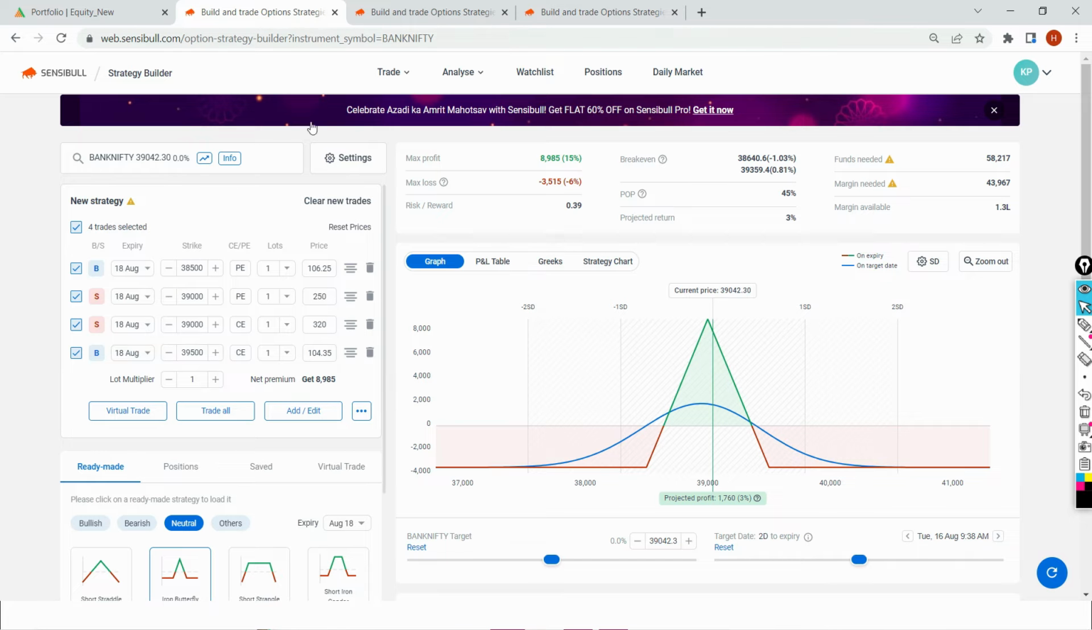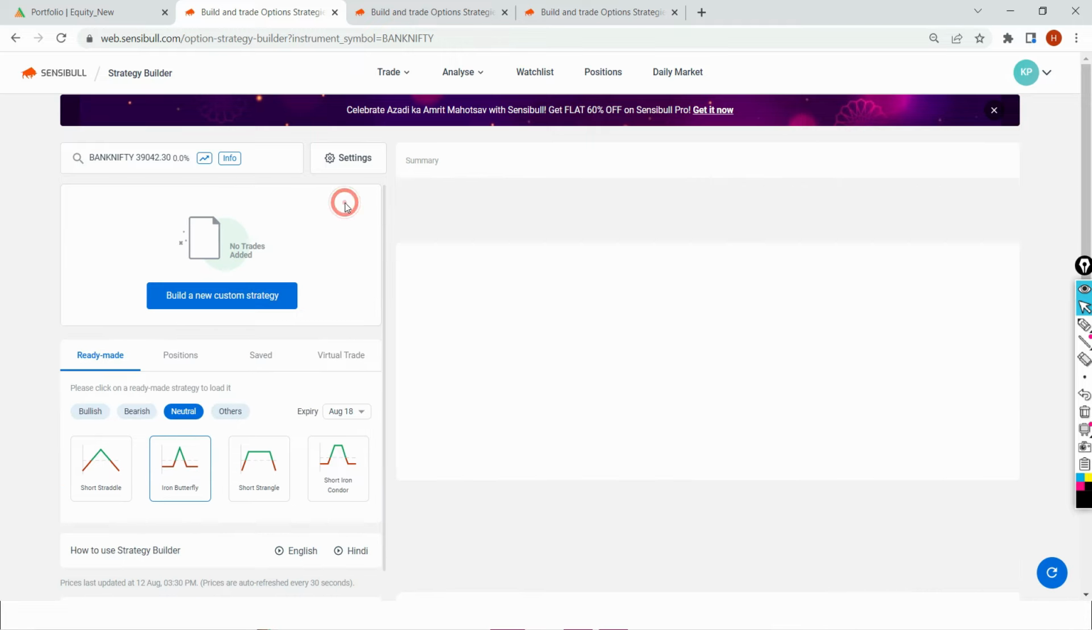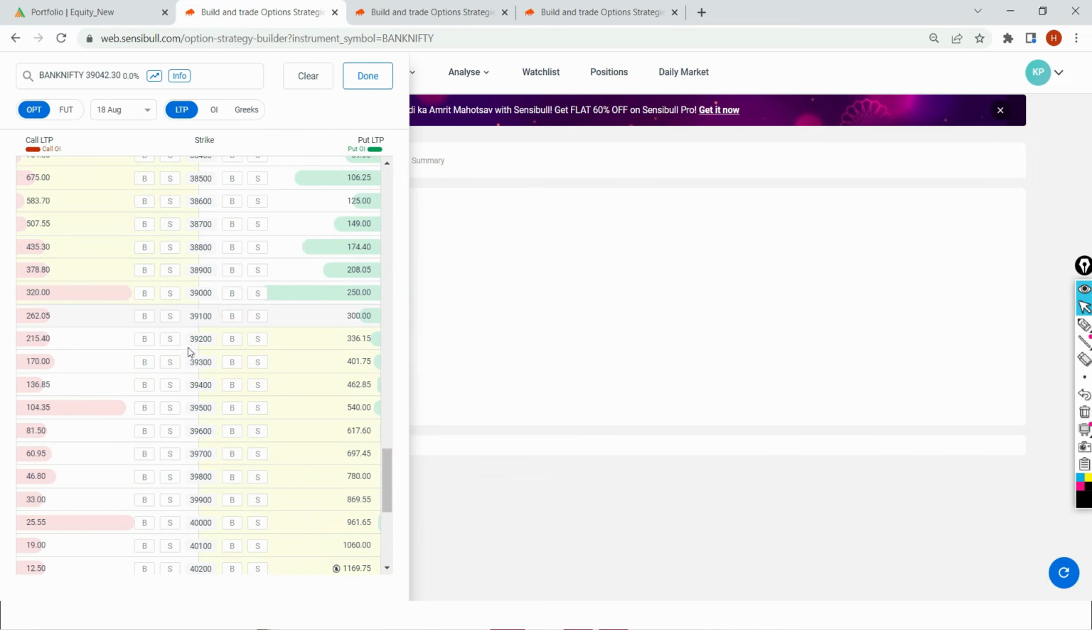Okay, I'll show you. What did I say? In the butterfly, you can go for a directional trade. But can you go for a directional trade in ironfly? So rather than me telling you theoretically, I'll just prove it. I'll clear everything. I'll go to the option chain.